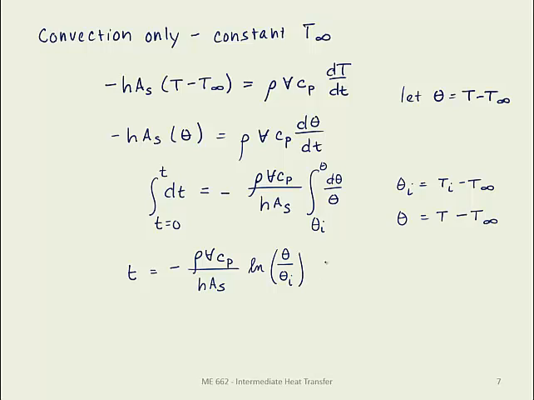And if I'd like to get rid of the negative sign, I can flip the order, this fraction inside the natural log. Okay. All right, now we can go back to this previous slide. So this is a useful result for lump capacitance problems where convection is dominant, the mode that we're considering.